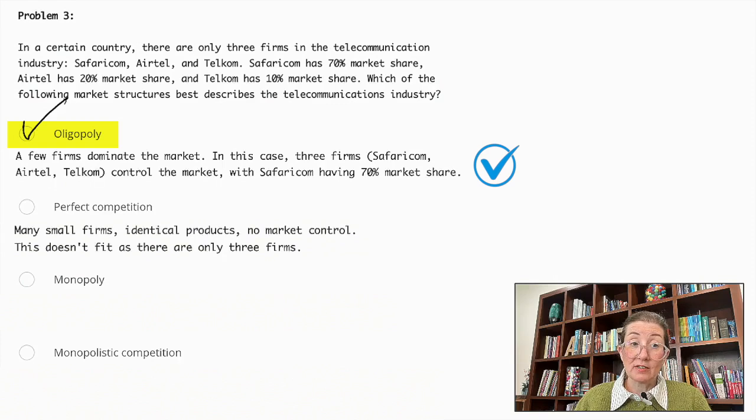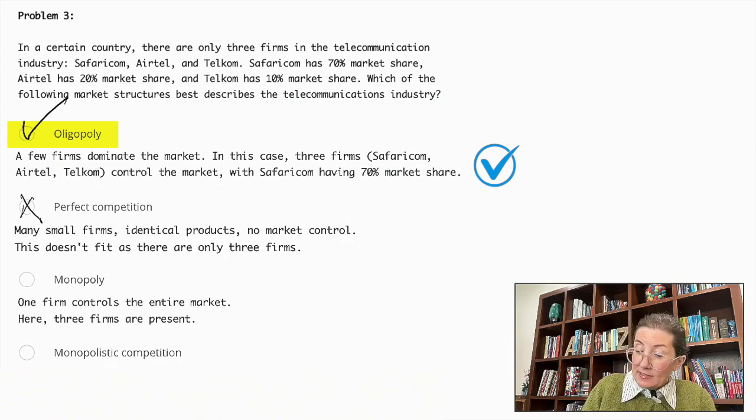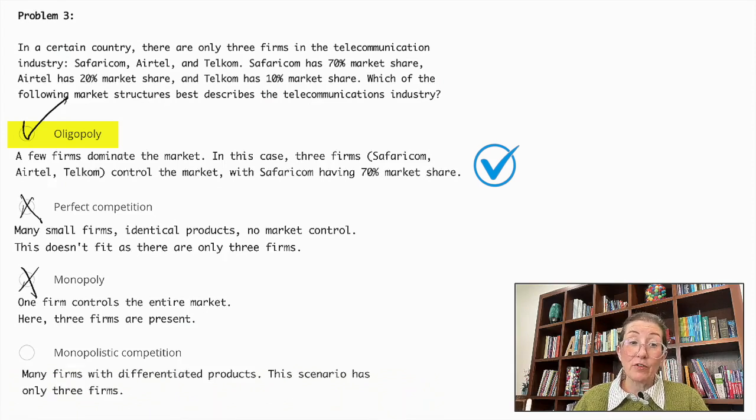Perfect competition. Many small firms, identical products, no market control. And this does not fit as there are only 3 firms. Monopoly. This is when one firm controls the entire market, and that does not work with this scenario, so it is not monopoly. Monopolistic competition. Many firms with differentiated products. And in this scenario, we have only 3 firms. So this is incorrect as well. The correct answer is definitely oligopoly.